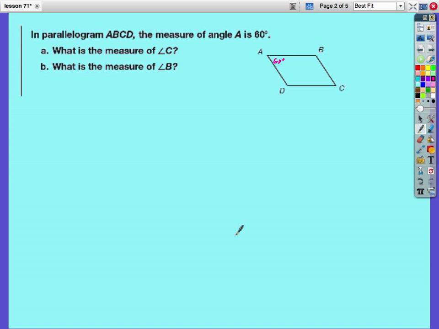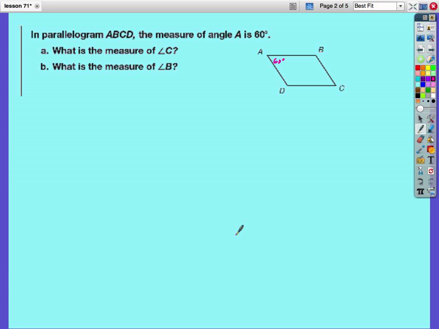Okay? A couple things to think about. A parallelogram, or any quadrilateral for that matter, is going to have 360 degrees on the inside. So the measure of all the angles added up will be 360 degrees. The other thing to remember is that two angles on a straight line are going to be 180 degrees. Okay?